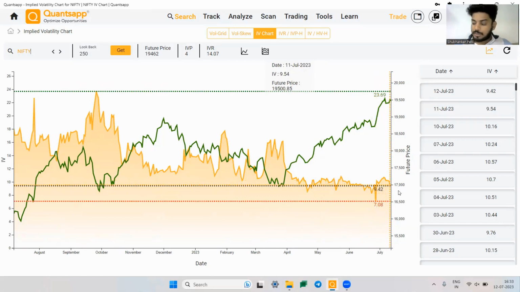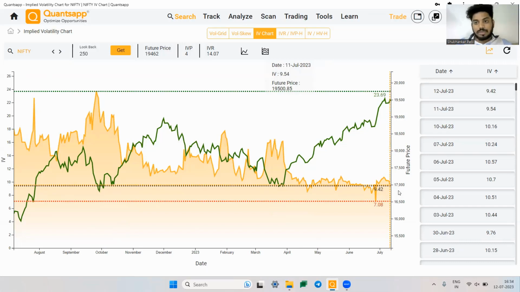So we are using implied volatility to trade because it is very easy to predict. We know this is the top and this is the bottom. If it is here, we know that the implied volatility will go up. If it is at the top, you know that the implied volatility will go down. Just because of these characteristics, which are very easy to predict, we are going ahead and trading implied volatility.